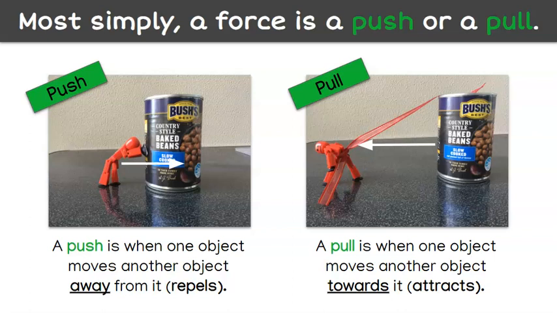Most simply, a force is a push or a pull. So a push is when one object moves another object away from it or repels it. A pull is when one object moves another object towards it or attracts it.